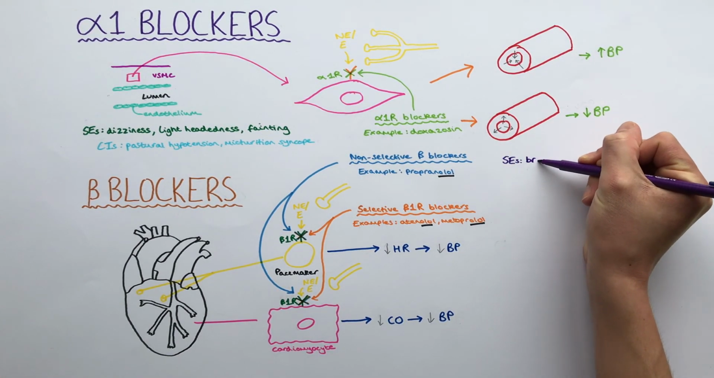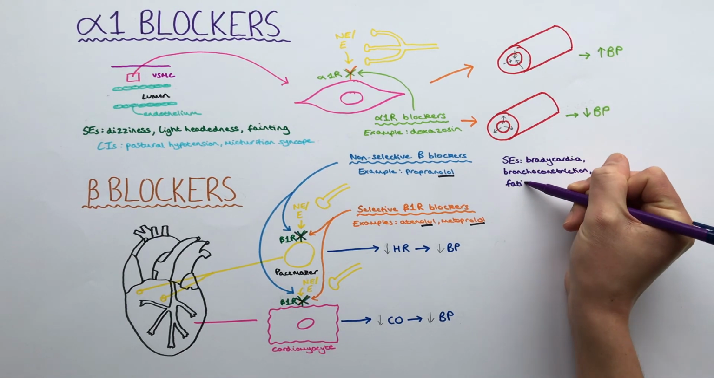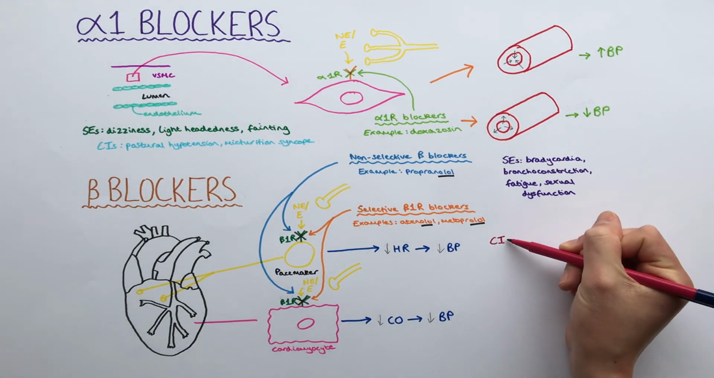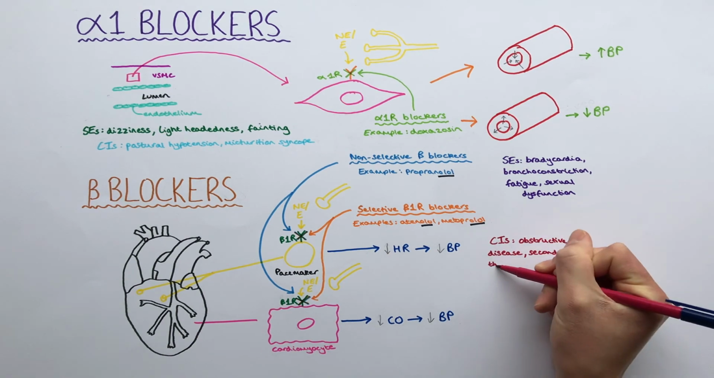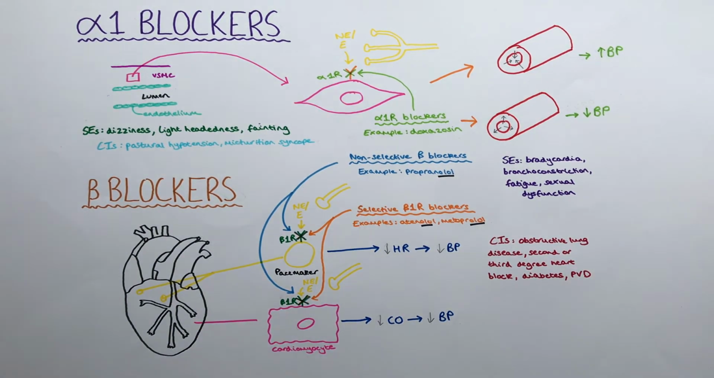Side effects of beta blockers include bradycardia, bronchoconstriction, fatigue, and sexual dysfunction. Contraindications include obstructive lung disease, second or third degree heart block, diabetes, and peripheral vascular disease.